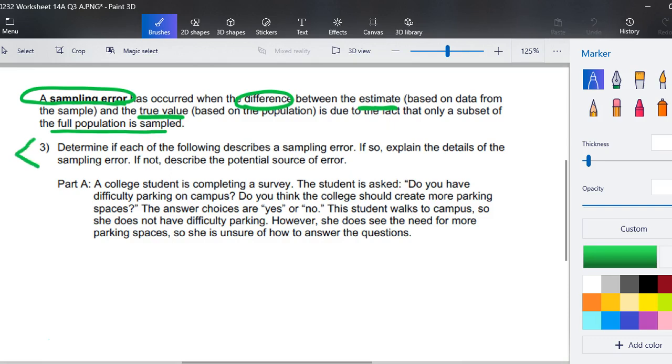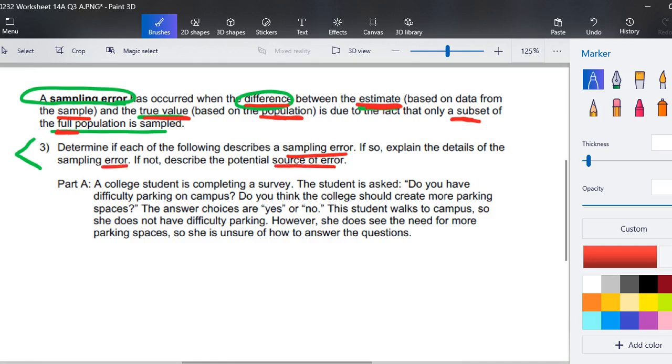But question 3 says, let's look at it a bit more closely, and let's determine if each of the following really describes a sampling error. Go back to what it is. It's occurred when the difference between the estimate, what we calculated with our sample, and the true value from the population is due to the fact that we only used a subset of the real population. It says, if so, explain the details of this error, and if it's not an error, describe the potential source of error.